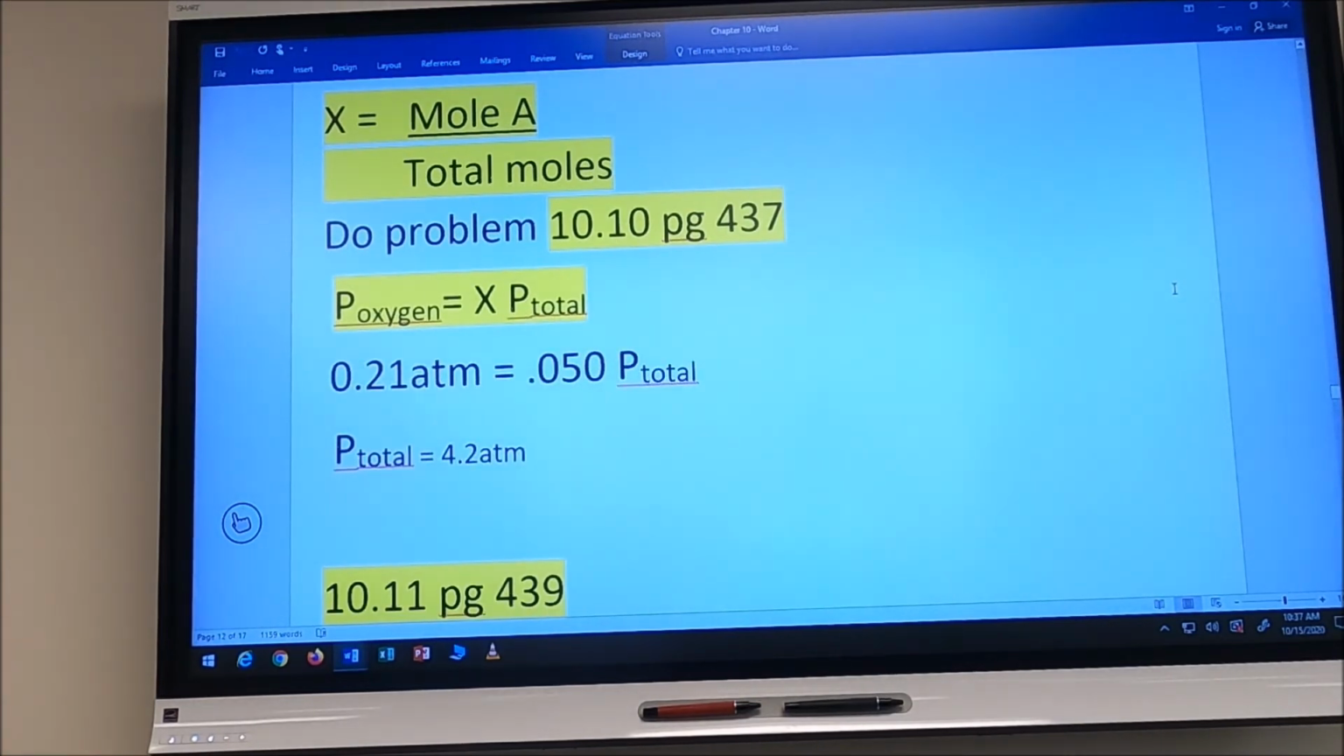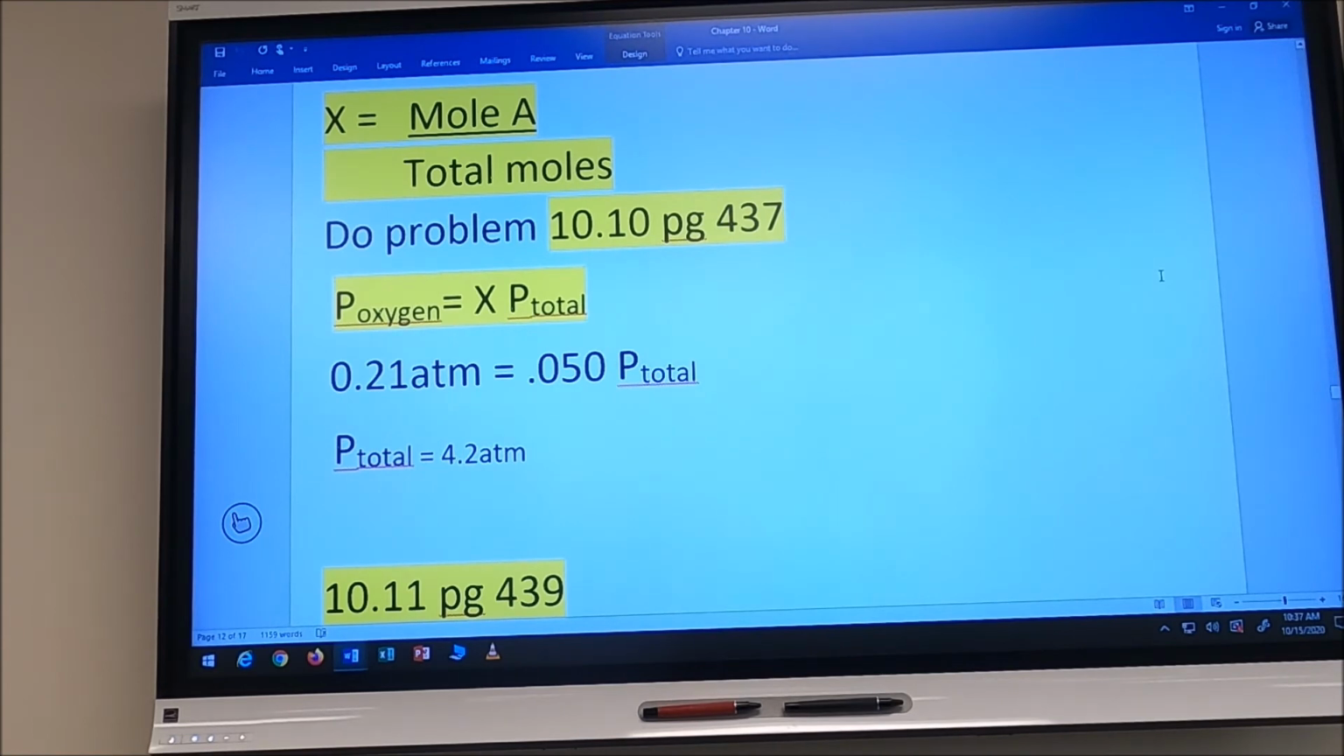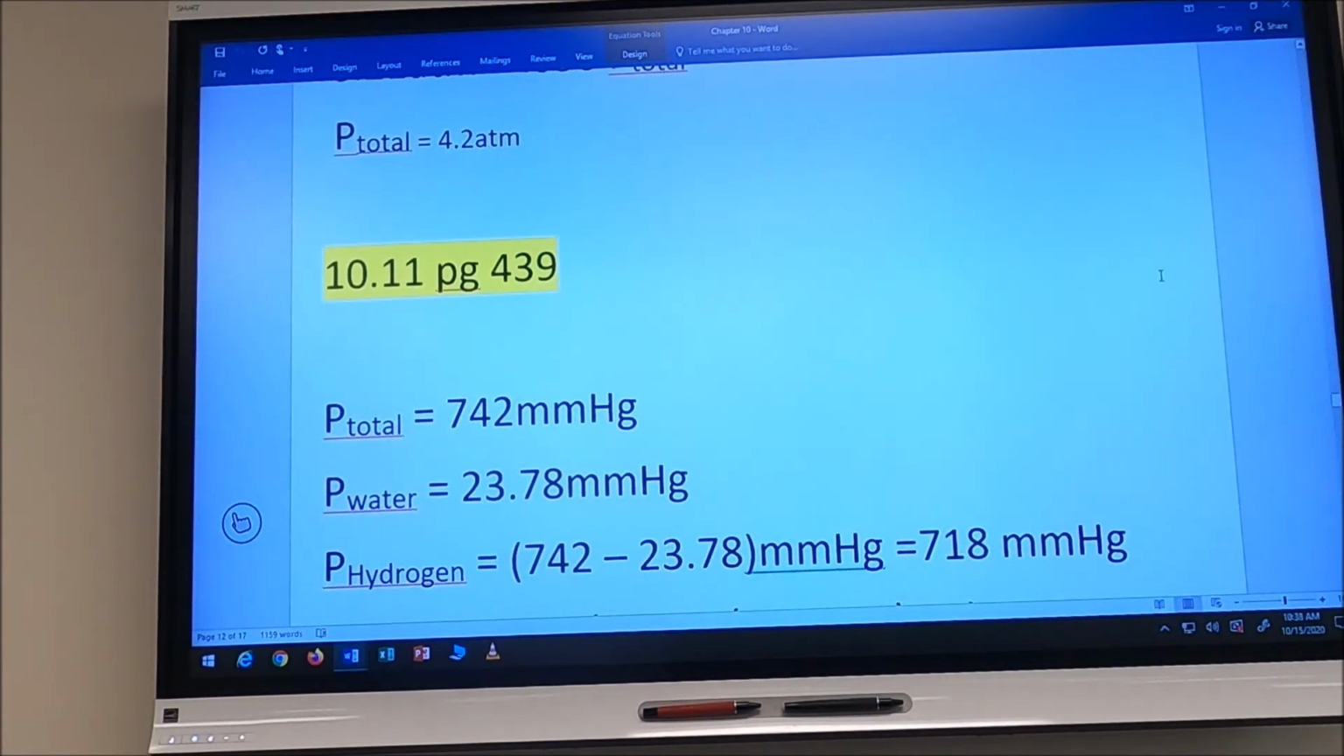So let's look at problem 10.10 on page 437. It says a diver breathes a heliox mixture of oxygen, mole fraction 0.050. What must be the total pressure for the partial pressure of oxygen to be 0.21 atmospheres? So we're told that the partial pressure of oxygen we need is 0.21 atmospheres, and we're told the mole fraction X is 0.050, and we want the total pressure. We solve for total pressure, it's 4.2 atmospheres. Again, plug and chug.